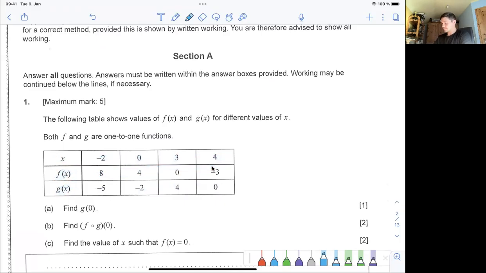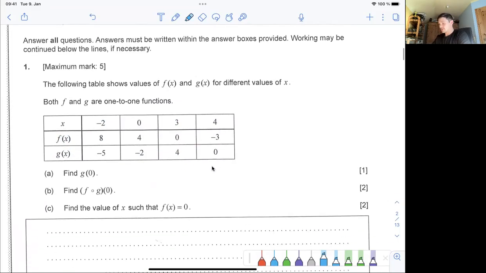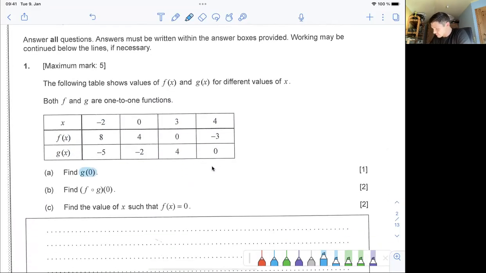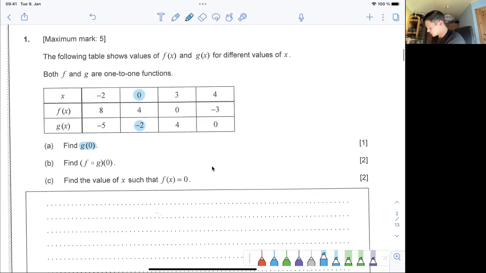So part A asks us to find g(0). In order to do this, we need to go along the x line and find when it says 0, which is here. Then we simply go down to the g(x) line and we find that the value of g(0) is -2. So we'll put that in. g(0) is equal to -2.